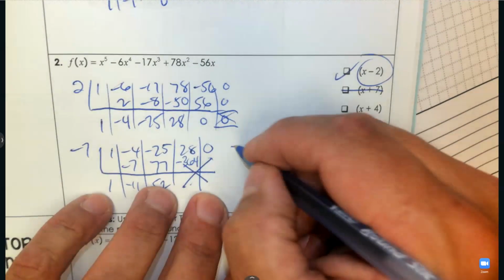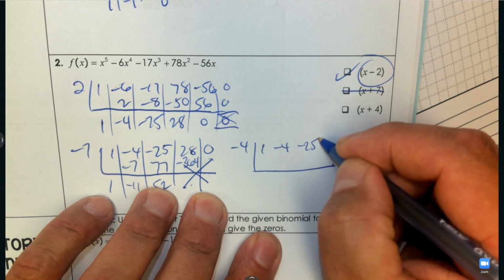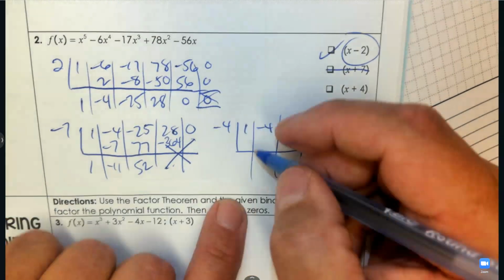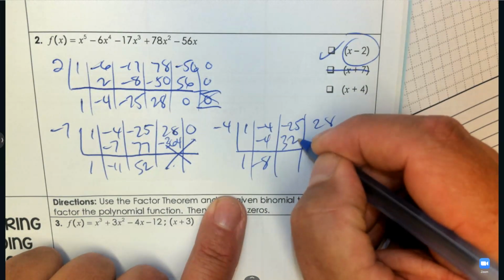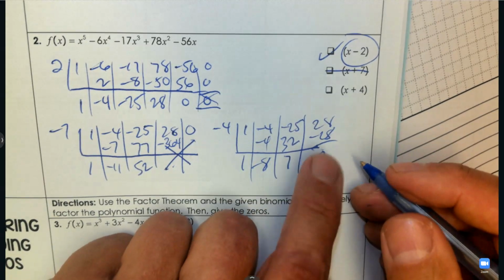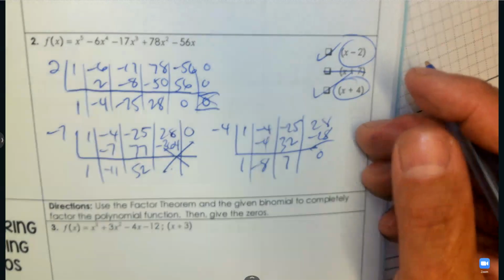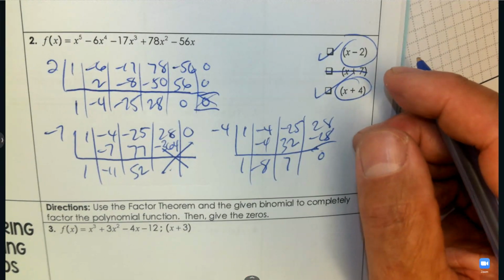And then try negative 4 with the same numbers. 1, negative 4, negative 25, and 28. And I want to see if the remainder is 0. So drop down the 1, multiply, add, multiply, add, multiply. And you can see this one does give me the remainder of 0. So the two factors are those two. Why? Because the remainder is 0. If it's not 0, we cross it out. It is not a factor.